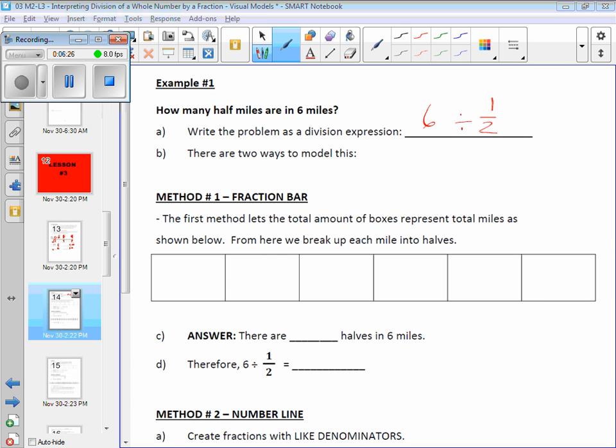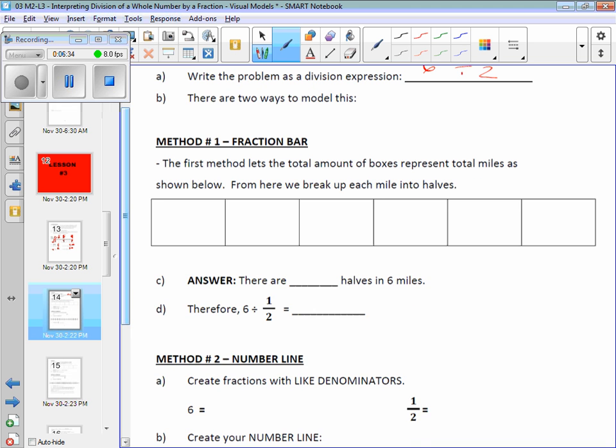There's 2 ways to model it. You could certainly use the number line. The other way to do it is if you picture 6 wholes. I have a fraction bar or a tape diagram, and there's 6 pieces to it, right? 1, 2, 3, 4, yeah, 6. And I divide them in half. Just put a line through it like that.